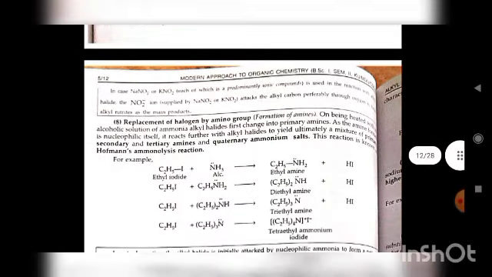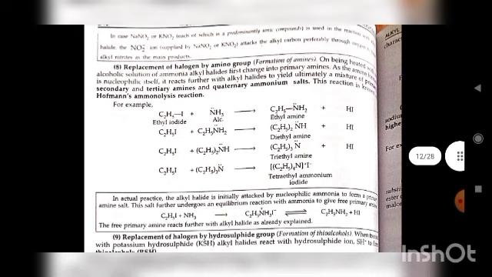Replacement of halogen by amino group. Formation of amines: on being heated with an alcoholic solution of ammonia, alkyl halides are changed into primary amine. As the amine formed is nucleophilic itself, it reacts further with alkyl halides to ultimately give a mixture of primary, secondary, and tertiary amines and quaternary ammonium salts. This reaction is known as Hofmann ammonolysis reaction.